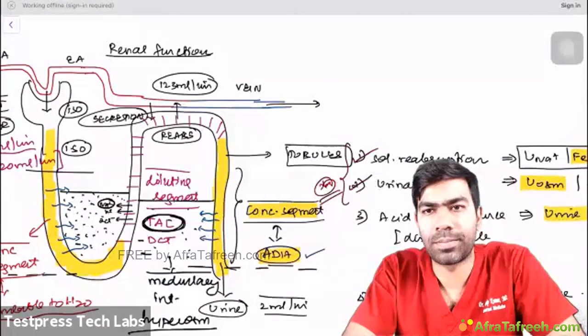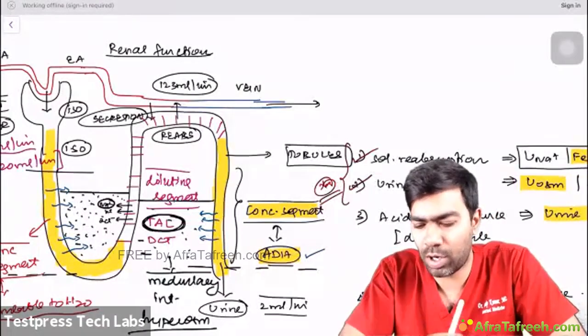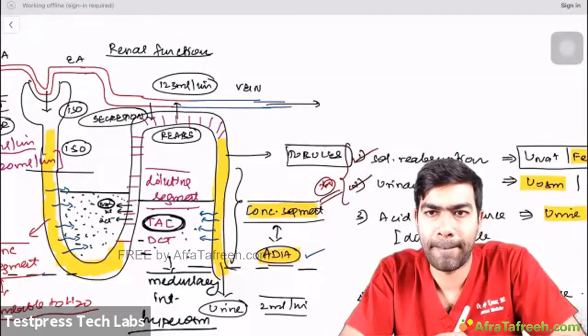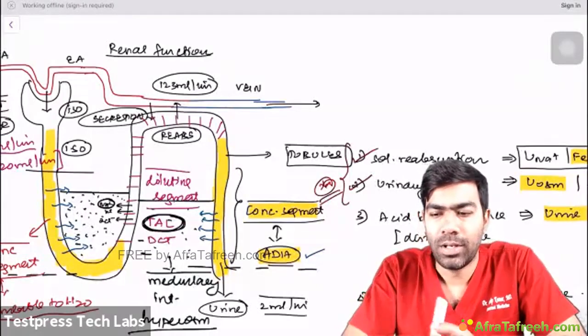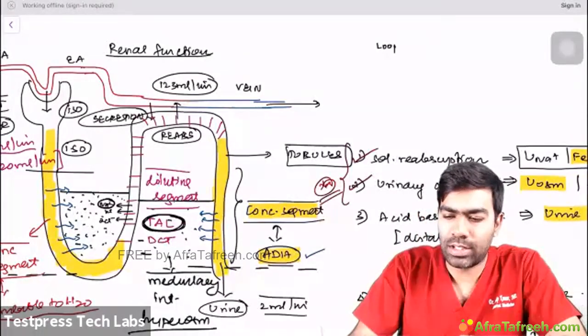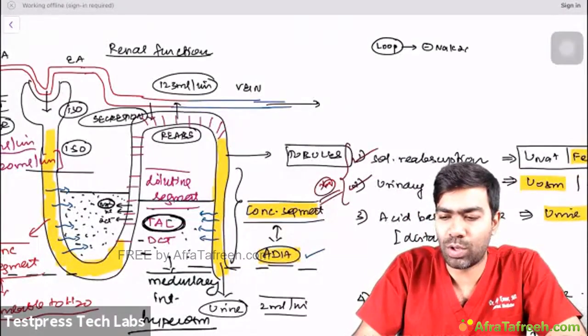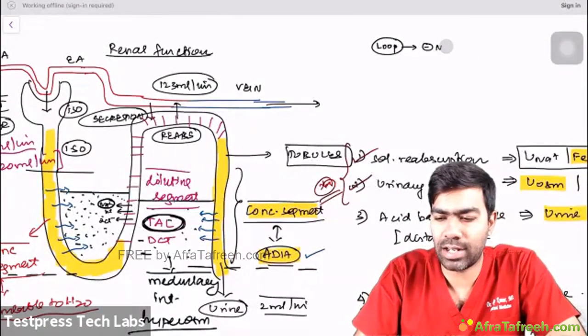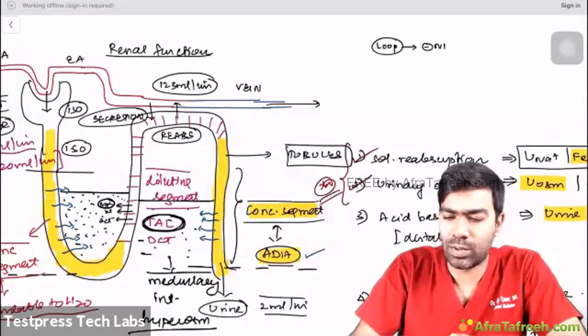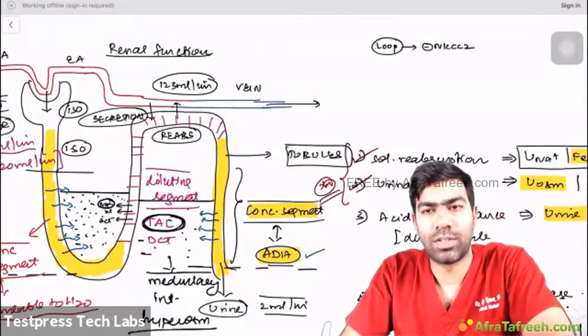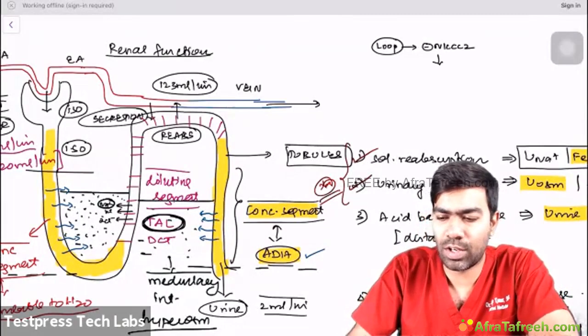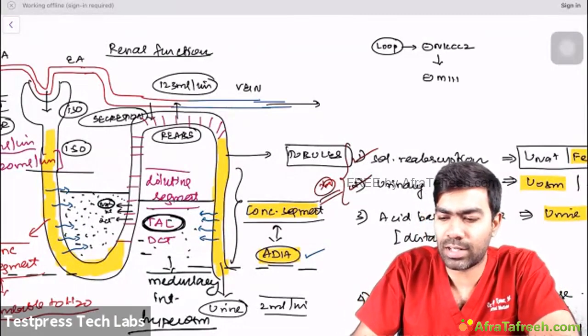What will be your answer? What is the drug that abolishes this medullary interstitial hyperosmolarity? Yes, of course. Loop diuretics is a classic example, which inhibits the sodium potassium 2-chloride transporter, or simply I can write it as NKCC2 transporter. So once you inhibit this, you will not be able to produce a medullary interstitial hyperosmolarity.